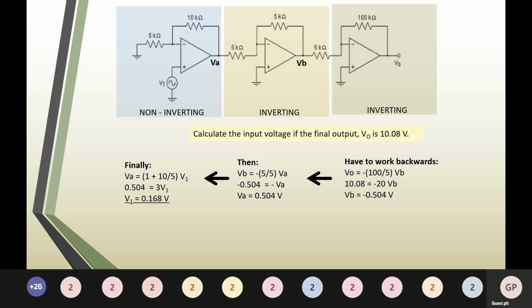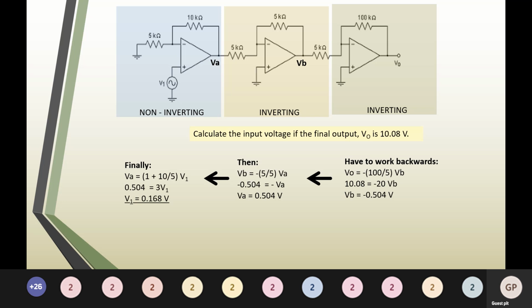Just seeing the first circuit, I can easily make it out. Input is given to the non-inverting terminal, you have a resistor here, you have feedback, so it is nothing but a non-inverting amplifier. Similarly, the second one: the non-inverting terminal is grounded, the output of the first one acts as the input of the second part. Input is given to the inverting terminal and you have a feedback, so this is an inverting amplifier. In the third, input is applied to the inverting terminal, non-inverting is grounded, and again you have a feedback from the output, so this is also an inverting amplifier.